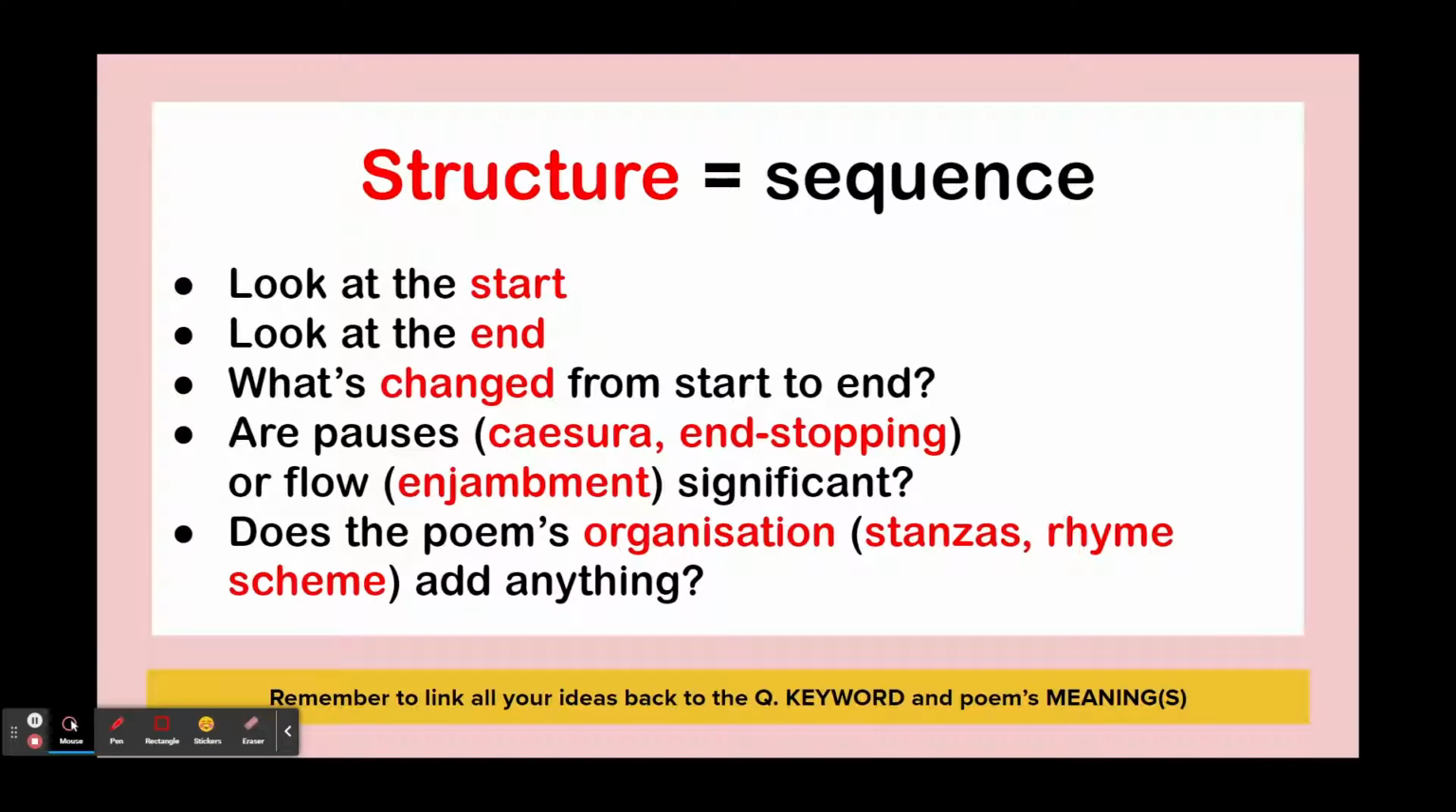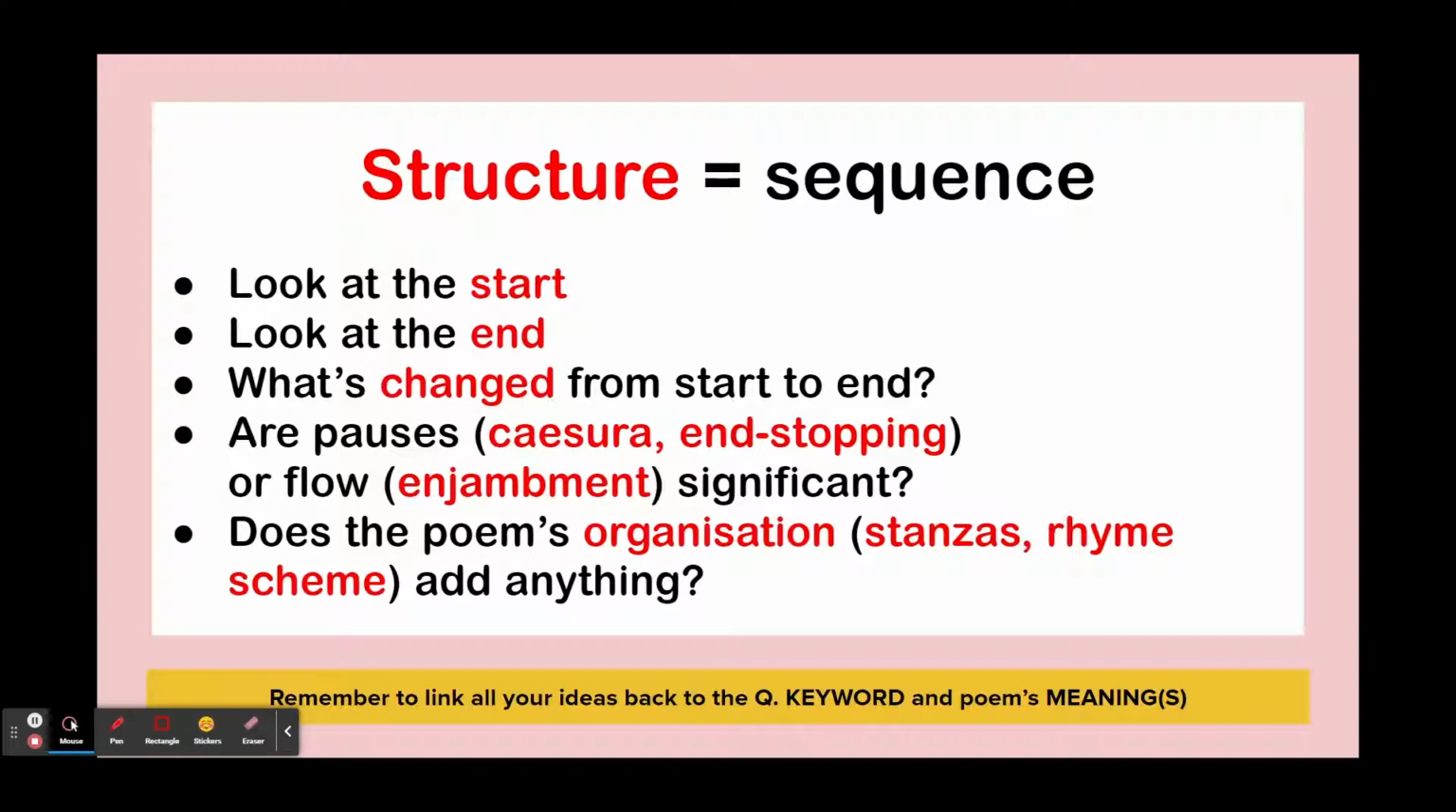Okay, by structure, think of sequence. So, if we're looking at a play like Macbeth, why does it open with the witches and why does it close with the crowning of a new king? So a poem is the same, but just on a much shorter form. Why does it start where it starts and why does it end where it ends, and what has changed maybe from the start to the end?